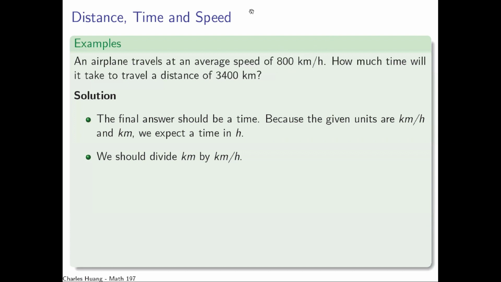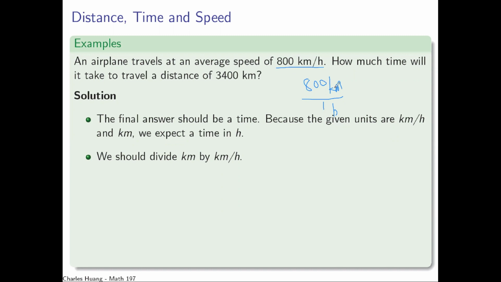Right now, we can look at this 800 kilometers per hour and think of it as 800 km on the top in the numerator, and then divided by 1 hour like that. So whenever you see the per hour, whenever you see the division sign in per, you can think of it as a division, and then it's just 1 at the bottom.